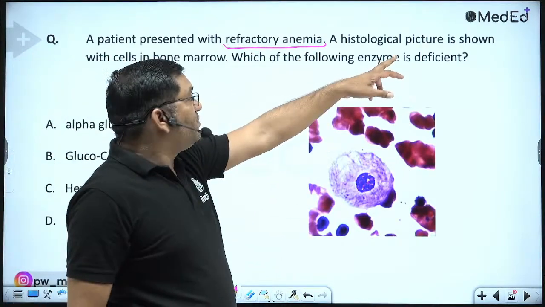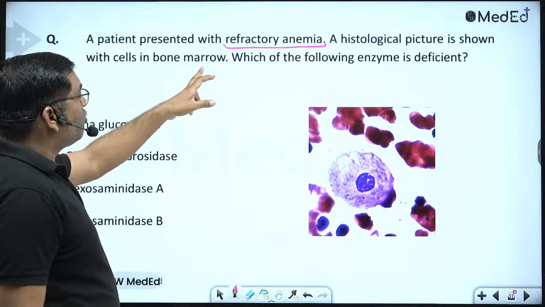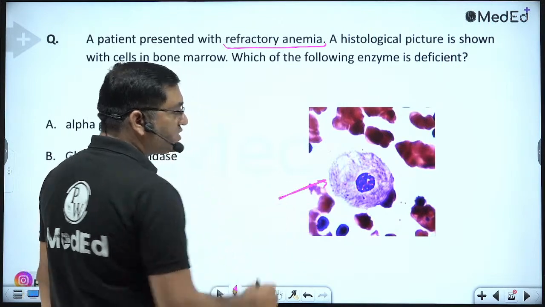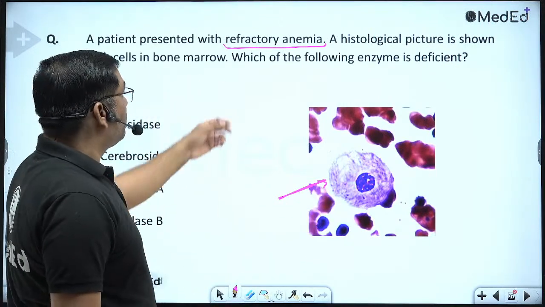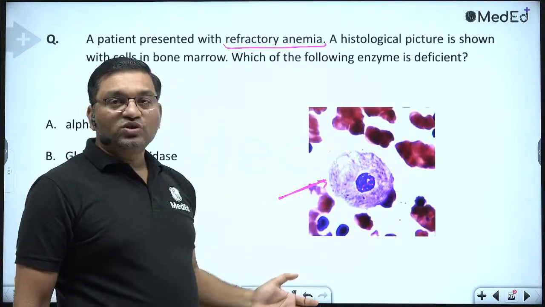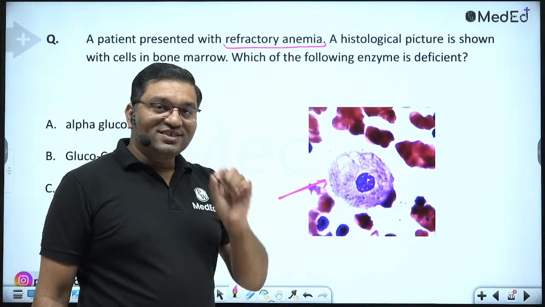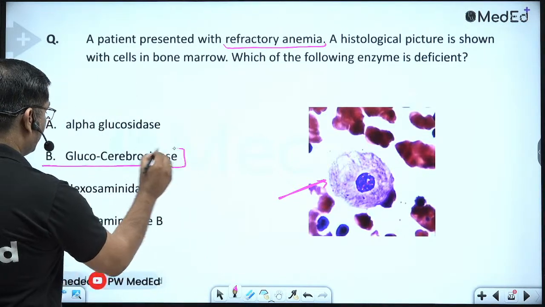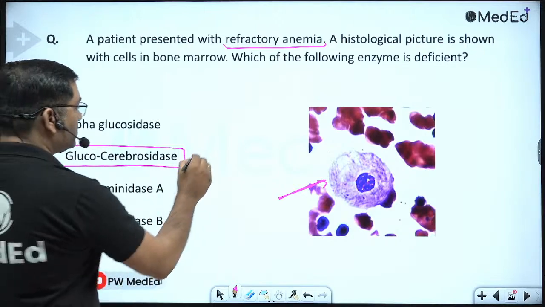A histological picture is shown with the cells in the bone marrow. This is known as crumpled tissue paper appearance or wrinkled paper appearance. Which of the following enzymes is deficient? Here, there is accumulation of glucocerebrosides. So the enzyme defect is glucocerebrosidase. This enzyme is defective in Gaucher's disease.